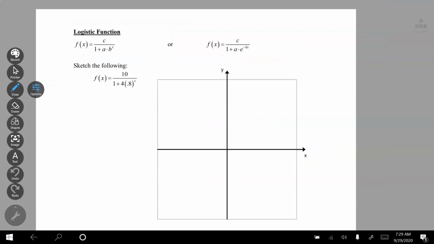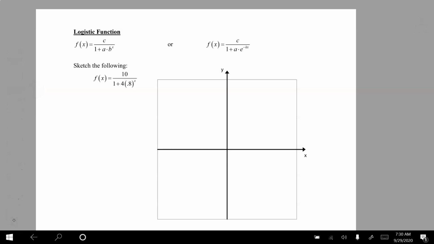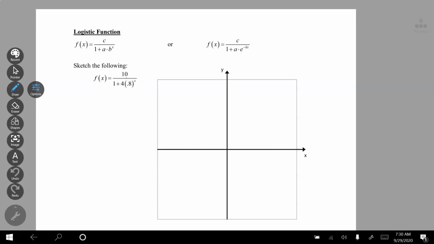So let's look at a graph of one of these. Well, maybe the first thing I should realize is what is the max? I should know what the A, B, and C's are. Well, the A is 4, the B is 0.8, and the C is 10. This B of 0.8 does not mean it's going to decay. It's actually going to grow because it's in the denominator.